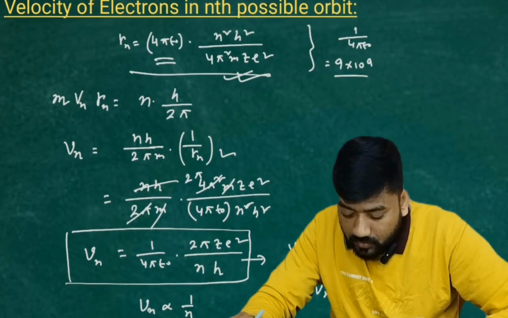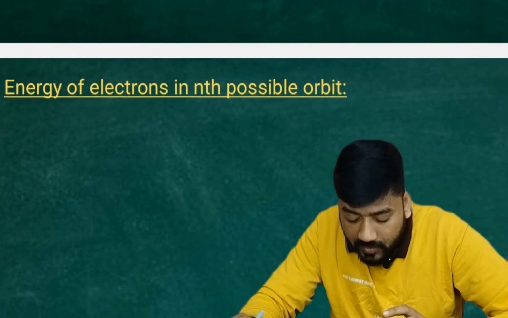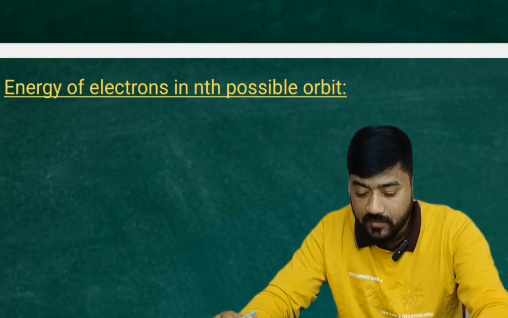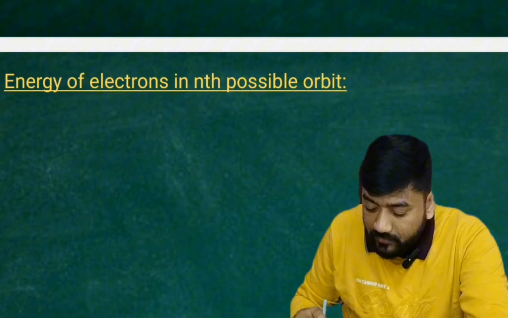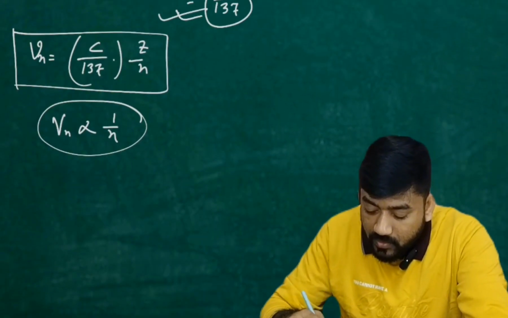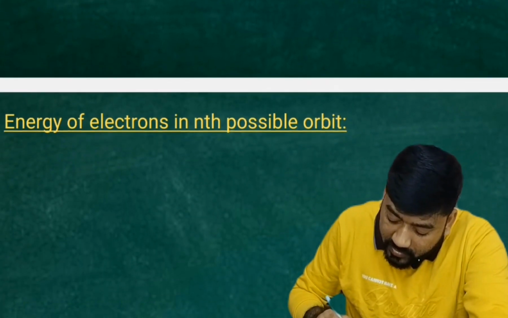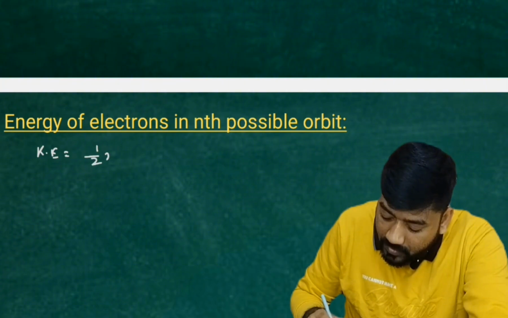Okay, so now we will find out the energy of the electron in the nth possible orbit, and obviously energy means the kinetic energy as well as the potential energy. So what will be the kinetic energy and what will be the potential energy? We have already found the speed in the nth possible orbit, Vn. So the kinetic energy of the electron you can easily write, that will be just half m Vn square.